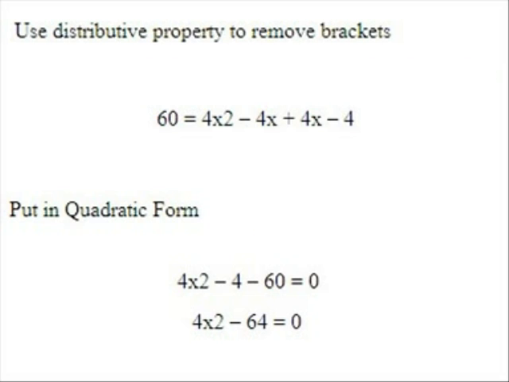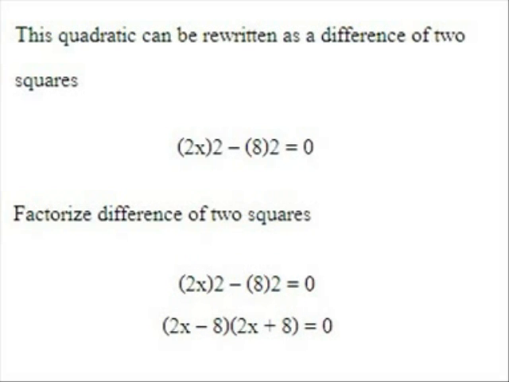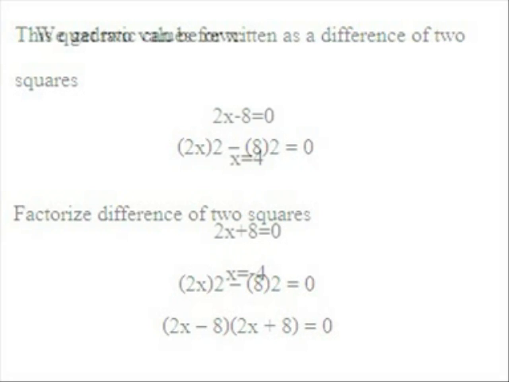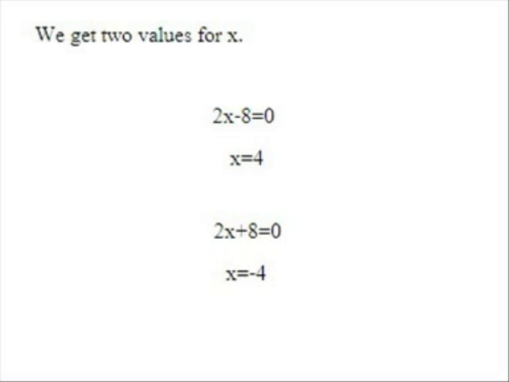Next, we can use the distributive property to remove the brackets and then put the equation into quadratic form by setting the problem equal to 0. After simplifying, we see that the quadratic form can be rewritten as the difference of 2 squares. Now we can take the difference of those 2 squares and factor them further. From this, we get two values: x equals 4 and x equals negative 4. Since dimensions can only be positive, we can exclude the negative value and deduce that x equals 4 is the only possible answer.